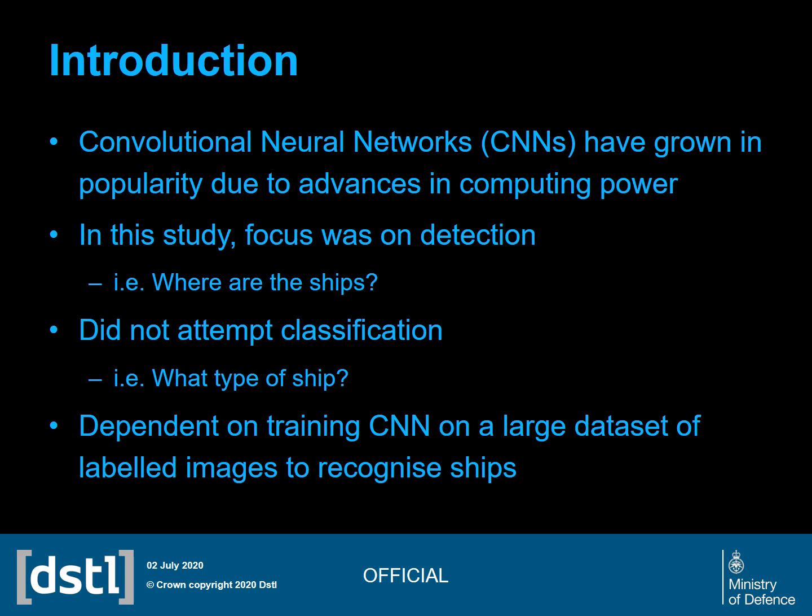We didn't attempt to classify, so that's a case of distinguishing between different types of ships such as fishing vessels and oil tankers. And indeed other marine objects such as wind farms and oil platforms. This was dependent on first training the neural network on a large dataset of labeled images.